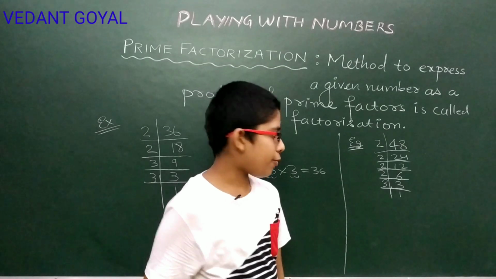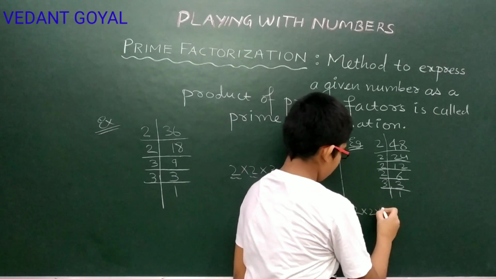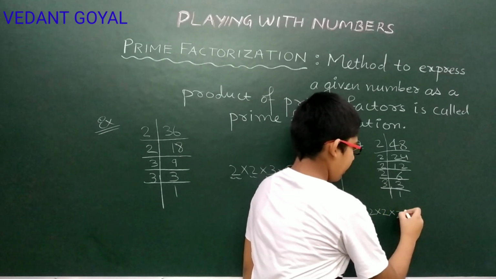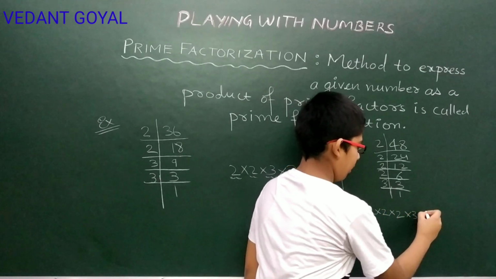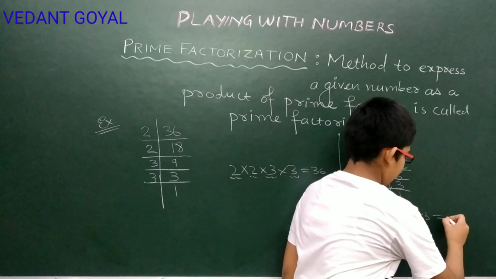So what is the prime factorization? It is 2 into 2 into 2 into 2 into 3. So the product of the prime factors is the number.